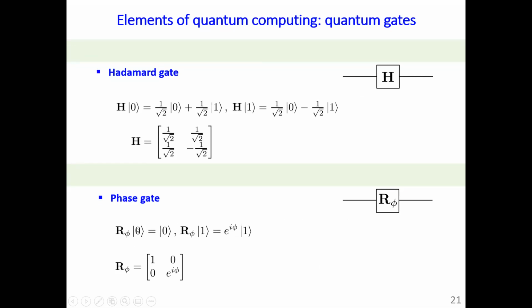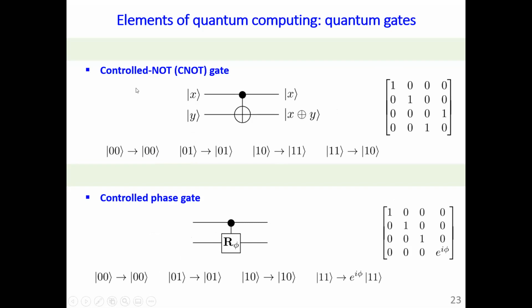If this gate sees a 0 state, it does nothing. However, once this phase gate sees the 1 basis, this 1 basis will acquire an extra phase given by this phase gate. In the matrix representation, this has the matrix R_phi. The phase gate looks as follows.